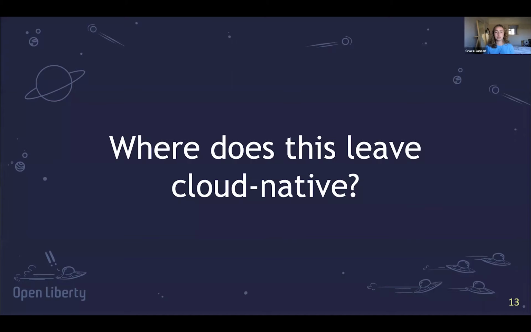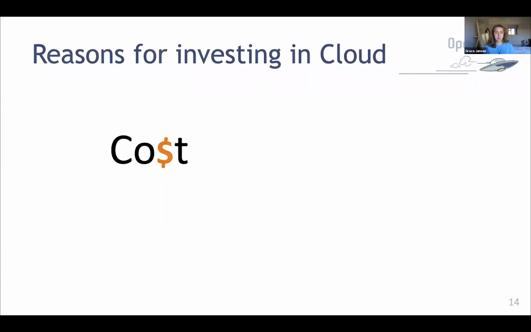So where does this actually leave cloud native? Going back to the original question, okay, we figured out it's not necessarily explicitly linked to microservices. So what is it and why do we care? We care because we want to become cloud native because there are many reasons that we can benefit from being cloud native.